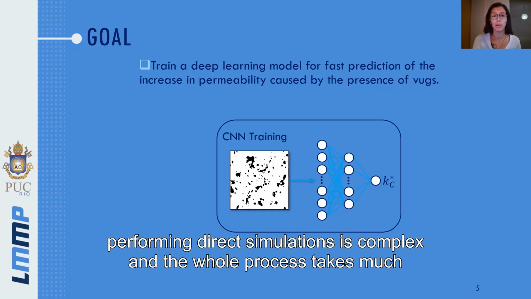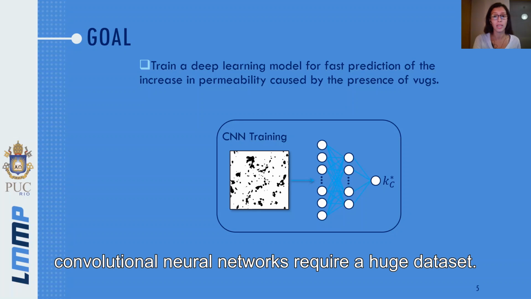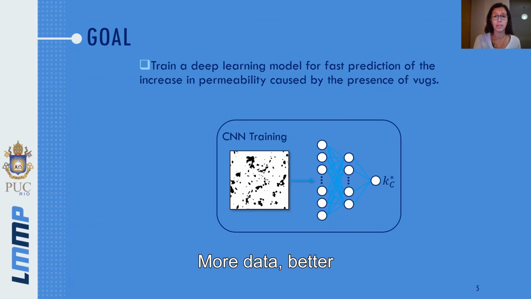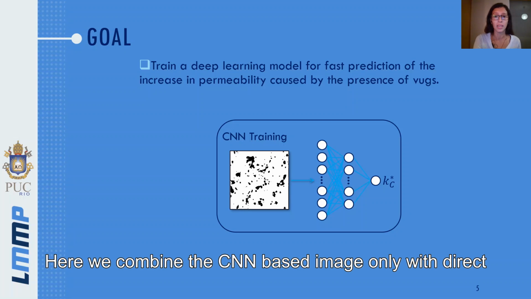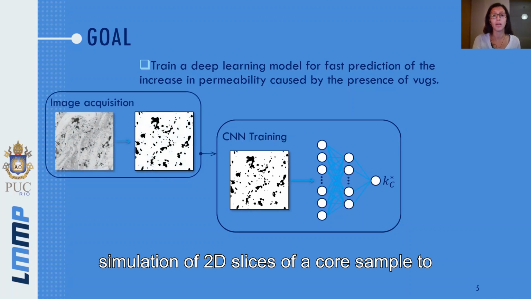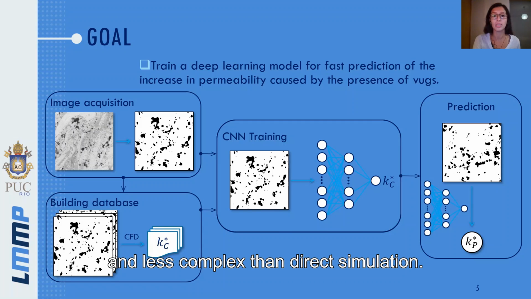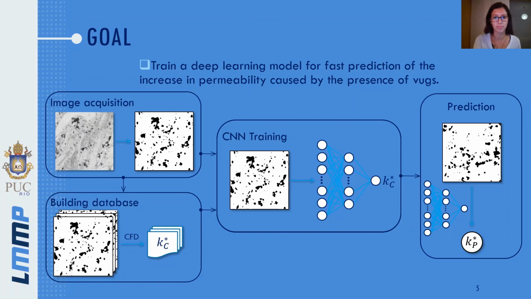As I said, performing direct simulation is complex and the whole process takes much time. On the other hand, convolutional neural networks require a huge dataset. With more data, the better the model, the higher its accuracy. Here, we combine the CNN-based image only with direct simulation of two slices of a core sample to build the training dataset and afterward predict permeability for a new image faster and less complex than direct simulation.